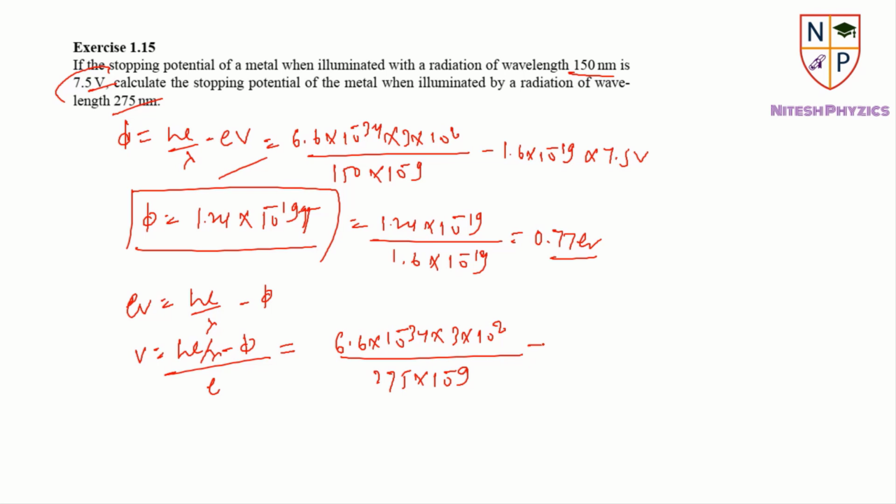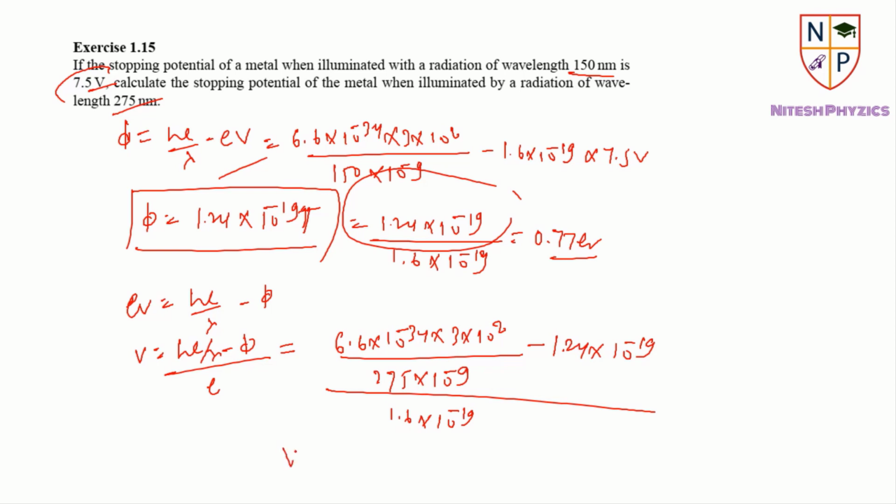Okay, and the given value we had already calculated, hc by lambda minus phi. So we can give the value of phi, around 1.24 into 10 to the power minus 19 joule, without converting in electron volt. Upon e, 1.6 into 10 to the power minus 19 coulomb. Okay, after calculating you will get the value of stopping potential Vs. The stopping potential will be 3.74 volt.